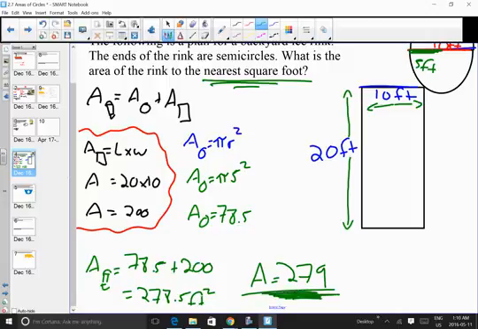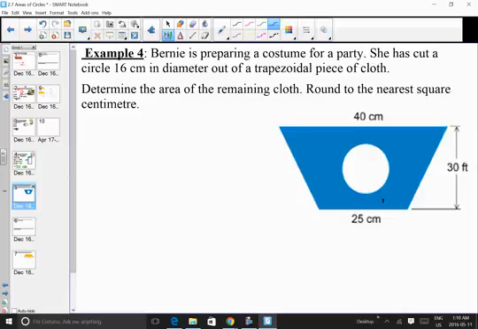You ready? One more, promise, that's it. All right, Bernie is preparing for a costume party. She has to cut a circle that is 16 centimeters in diameter out of a trapezoid piece of cloth. Determine the area of the remaining cloth.